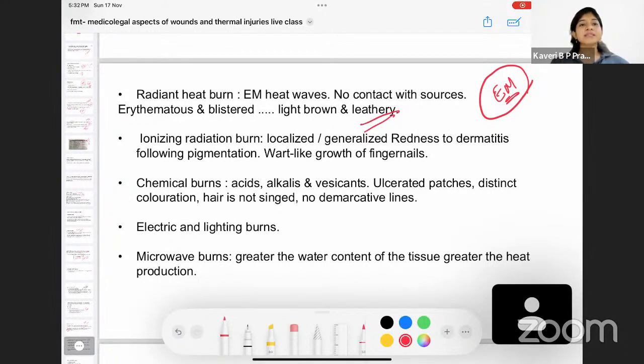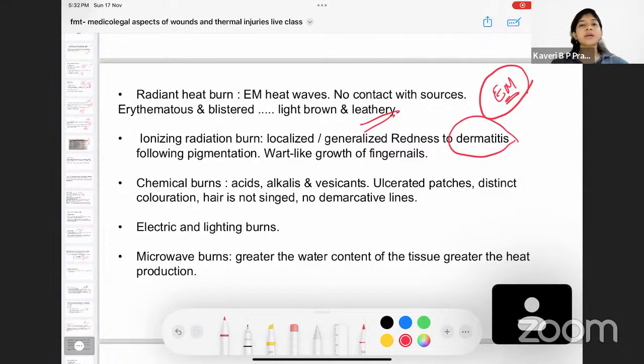There is also ionizing radiation burn, where there is localized or generalized redness because of skin irritation. There is going to be dermatitis, and in the later stage, when there is healing, this ionizing radiation burn is going to show some pigmentation at the area of contact.